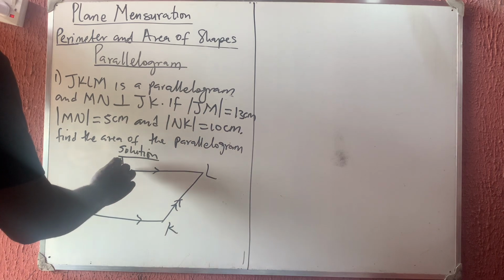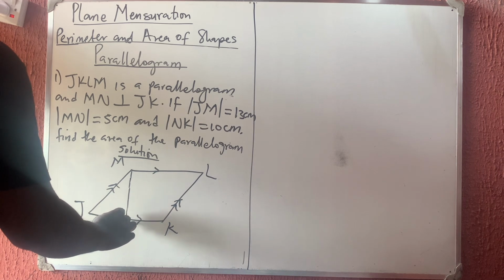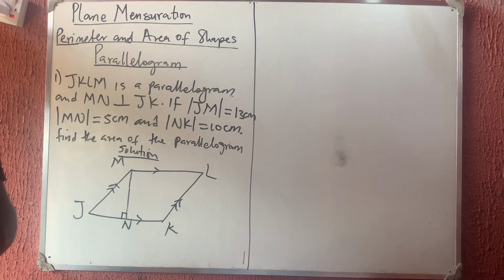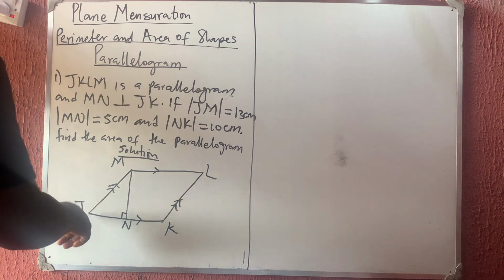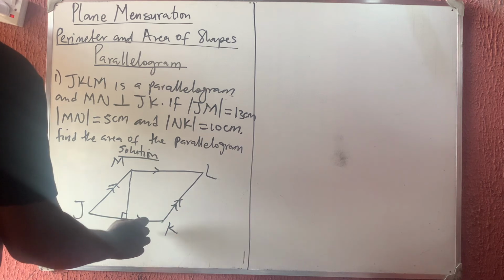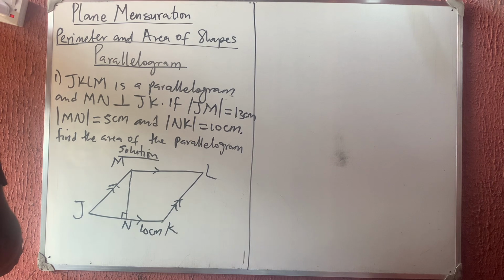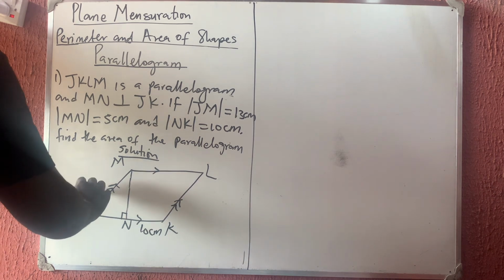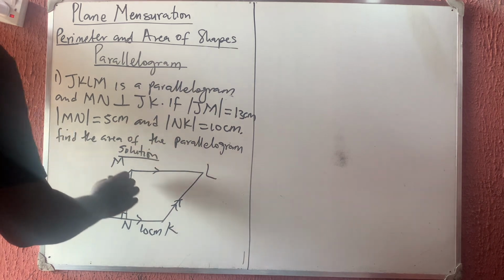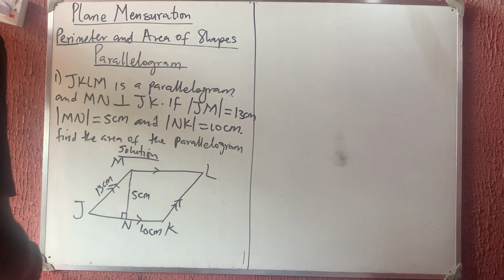So there's a line called MN. Let us trace that MN like this. So here is 90 degrees. They say that MN is perpendicular to JK. They now give us that NK is 10, JM is 13, and MN is 5. Then they say we should find the area of the parallelogram.